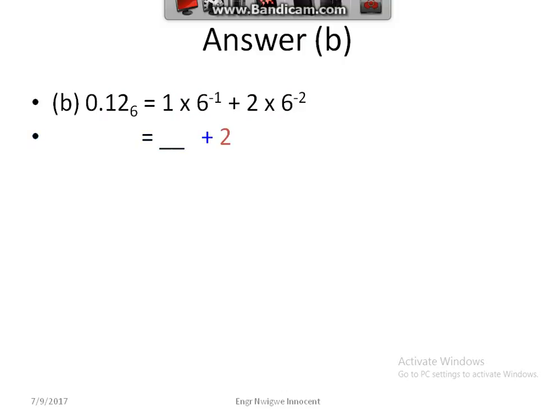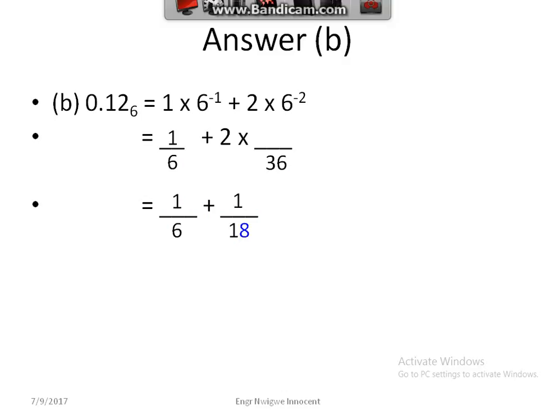Answer B. 0.12 in base 6 is equal to 1 times 6 raised to power minus 1 plus 2 times 6 raised to power minus 2, which will give us 1 over 6 plus 2 times 1 over 6 squared, which is 36. Then 2 can cancel 36 to give us 18. Then we have 1 over 6 plus 1 over 18.